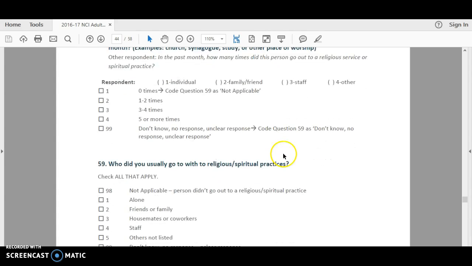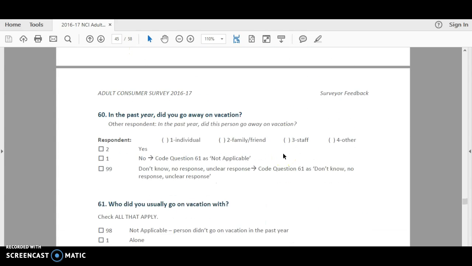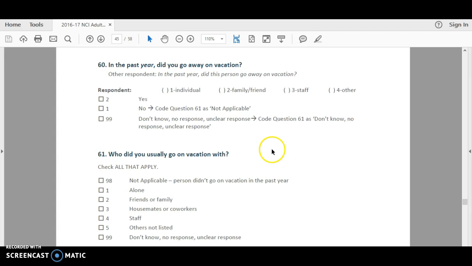That's about going to religious or spiritual service, and then going away on vacation. And this here is, again, just a yes or no response. It is in the past year if the person's gone away on vacation. And I do want to note here that we are looking for the person leaving their home overnight as counting as a vacation.